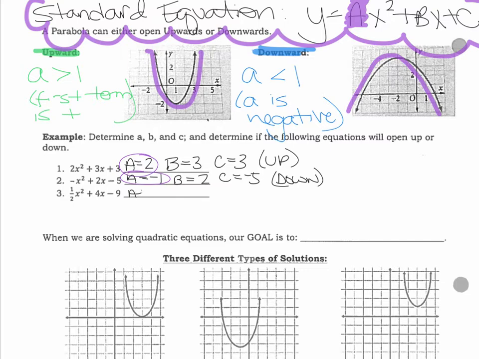A equals 1/2. B equals 4. C equals -9. Is this opening up or down? Up. Why? A is positive. All right.